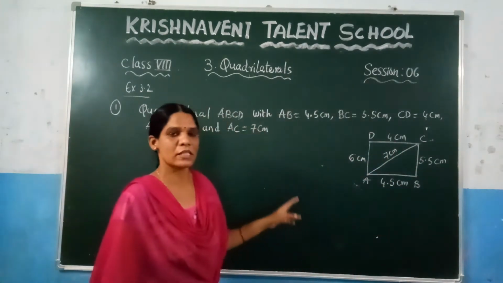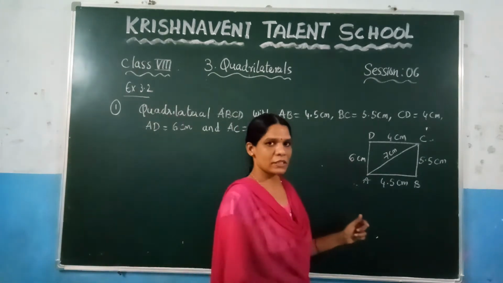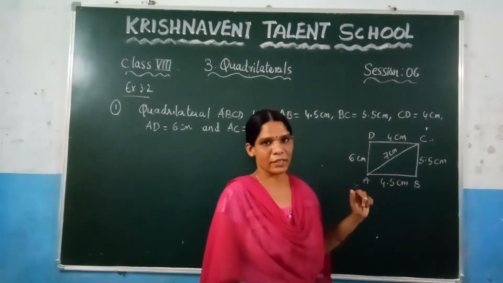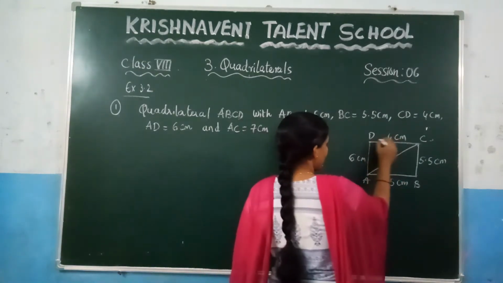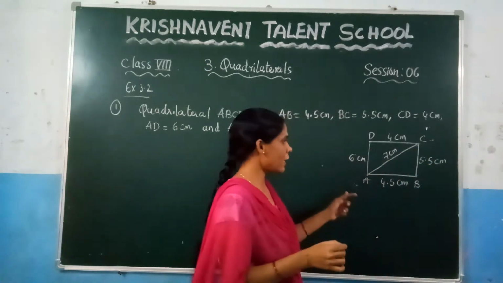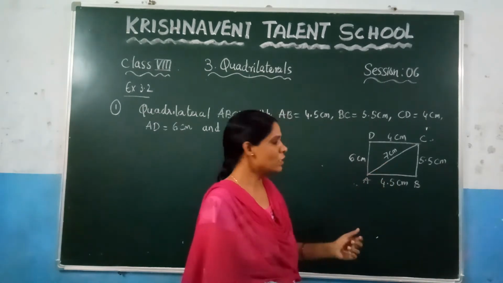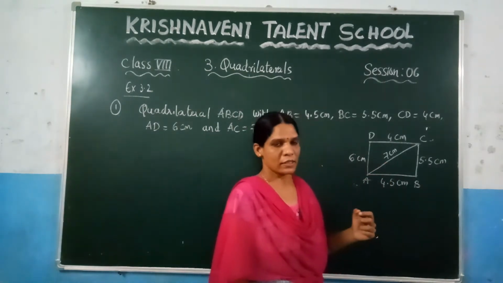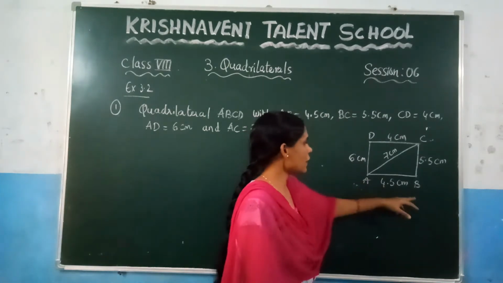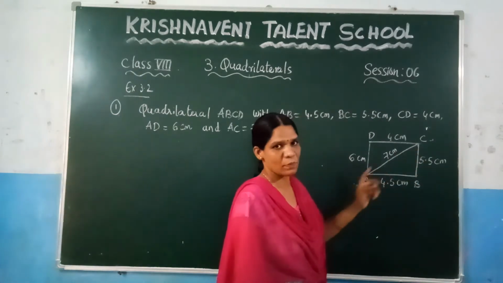If you have been given 4 sides and one diagonal, how do you draw the quadrilateral? Here you can observe that this diagonal divides the quadrilateral into 2 triangles, right? One triangle is above and one triangle is below. This diagonal divides the quadrilateral into 2 triangles. Now, first let us draw one triangle. The triangle lying on the base is ABC. So first you need to construct the triangle ABC.